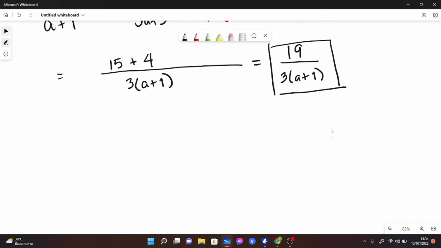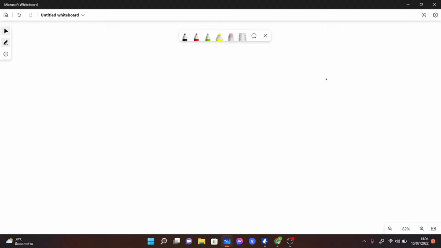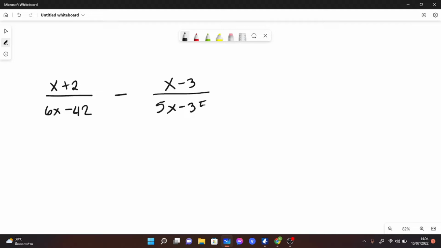Next example. We have x plus 2 over 6x minus 42, minus x minus 3 over 5x minus 35. Observe that we can still factor this 6x minus 42 by their greatest common factor. Let's factor it first.